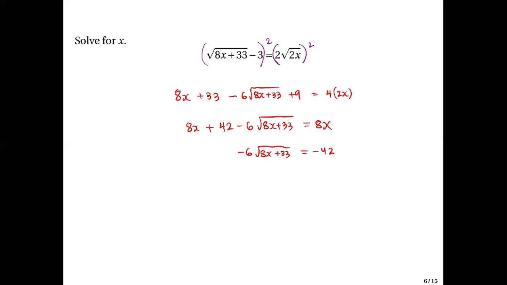And then from here, we can divide by negative 6. Negative 42 is divisible by negative 6. So we'll just have 8x plus 33 on the left-hand side. On the right-hand side, we'll just have 7. Okay?